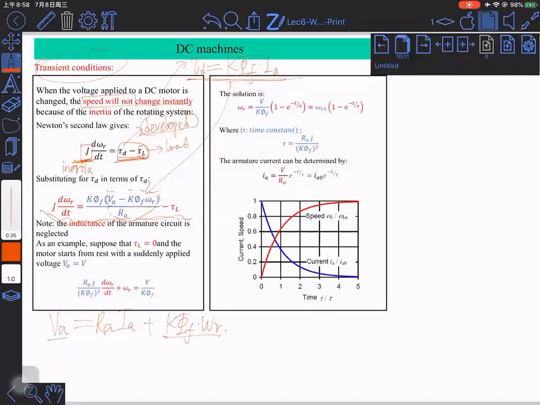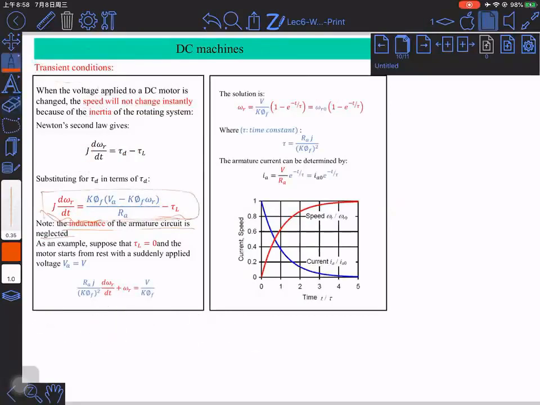Still, we neglect the inductance of the armature circuit. Why? Because we want to simplify our analysis. Think about this. Now we are looking at the rate of change of the speed, and what we have is something like this. What type of equation is this? This is already a first order differential equation, because we only have the rate of change of one variable.